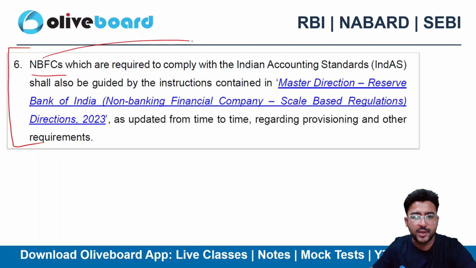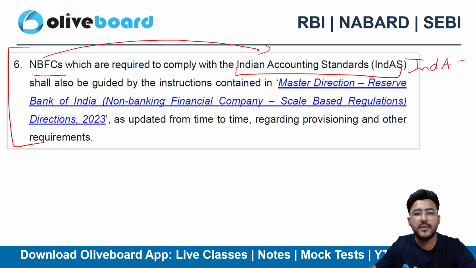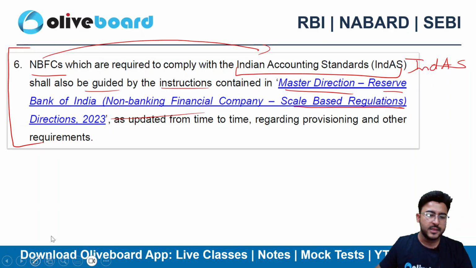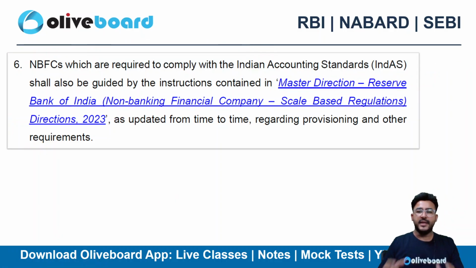NBFCs which are required to comply with Indian accounting standard Ind AS shall be guided by the instructions contained in the Master Direction RBI NBFC Scale Based Regulations Direction 2023. So please do remember, when NBFCs who are required to comply with Ind AS, who need to make their financial statements as per the Ind AS, on them Ind AS are applicable, right? There is a criteria. I'll be telling you the criteria as well. Then you need to follow the Master Direction of the RBI NBFC Scale Based Regulation, right?